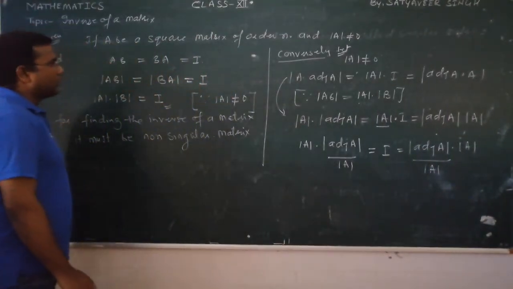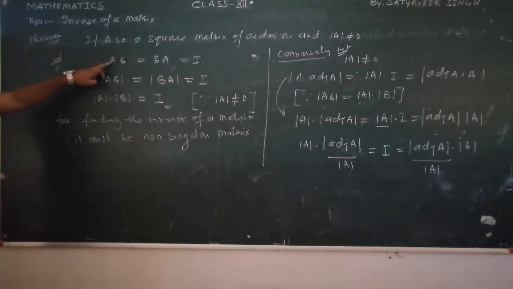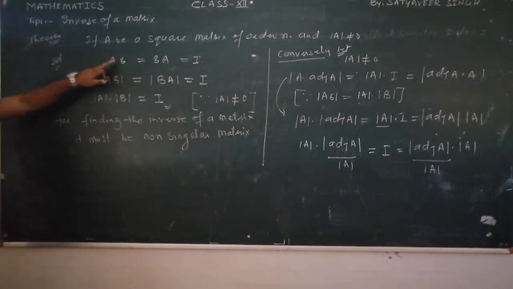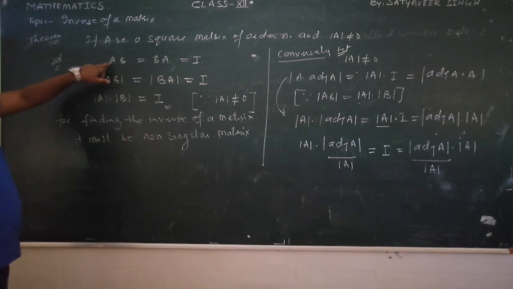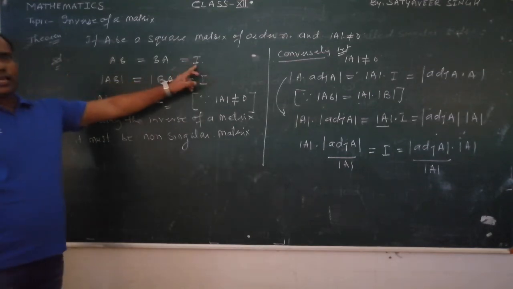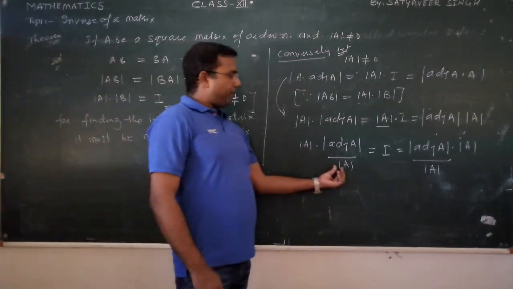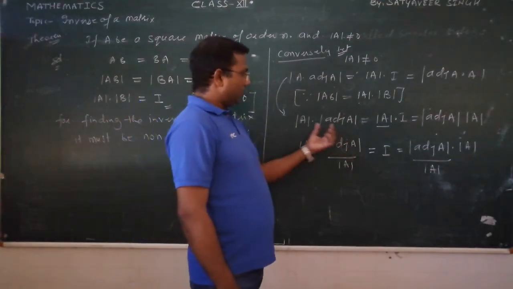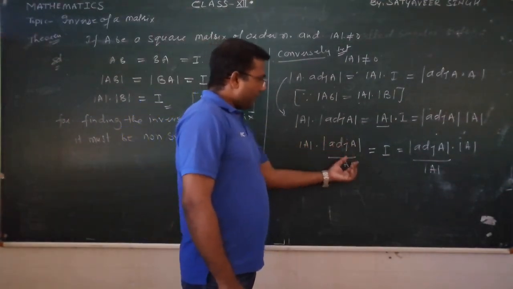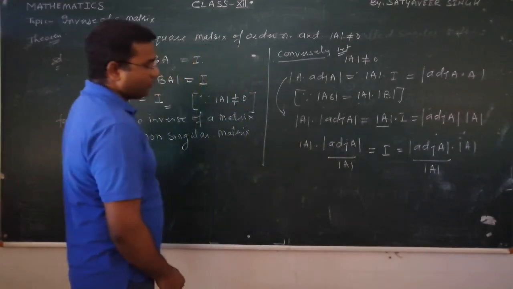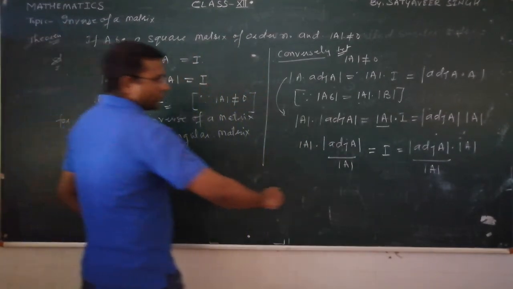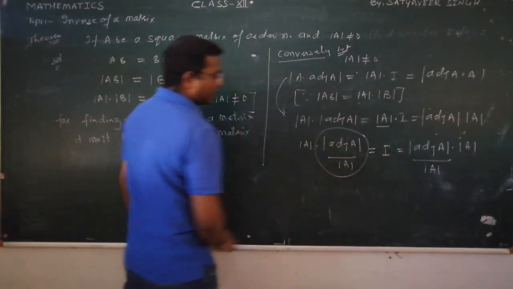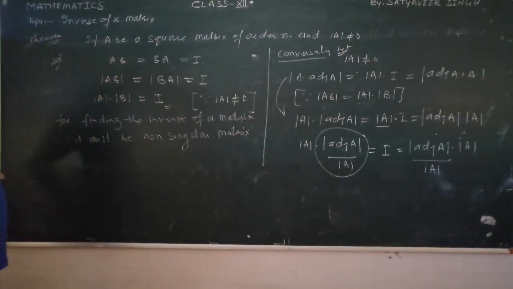See student, now you can see this result. If A into B is equal to I, we say that B is the inverse of A. So we can say here now B is the inverse of A. We want to find out the inverse here, so if we want to find out the inverse of this matrix, we can say here now.